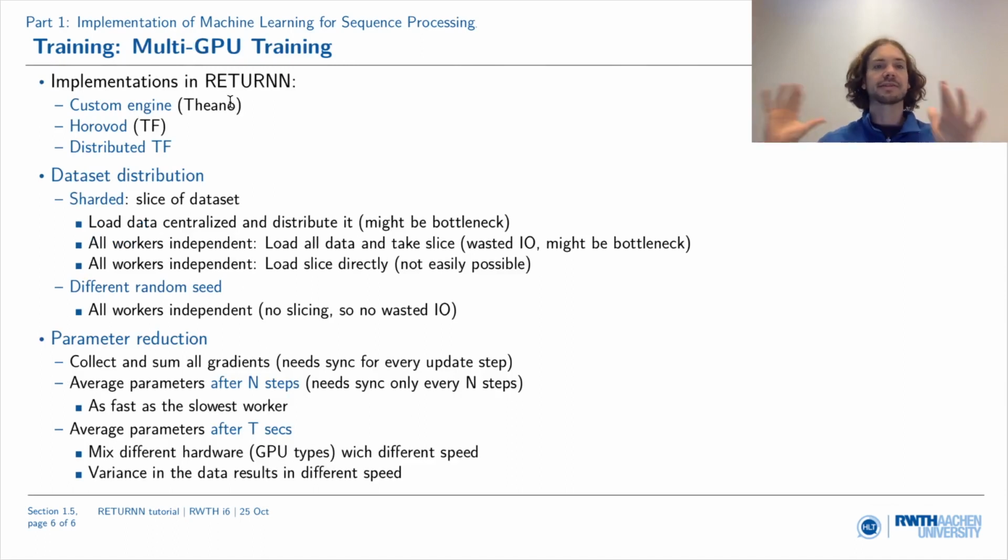For multi-GPU training, this is really another important aspect of the framework. In returnn, we now have three different implementations: a custom engine for Theano. Then in TensorFlow, we use Horovod, or we also support distributed TensorFlow. Here, a lot of stuff is already given to you by TensorFlow. The dataset distribution can be sharded or use different random seeds. For the parameter reduction, you can sum all the gradients, so it is synchronized, or you can average the parameters after n steps, so it runs more asynchronously, or you can average after some time, which makes it possible to mix even different kinds of hardware with different speeds.